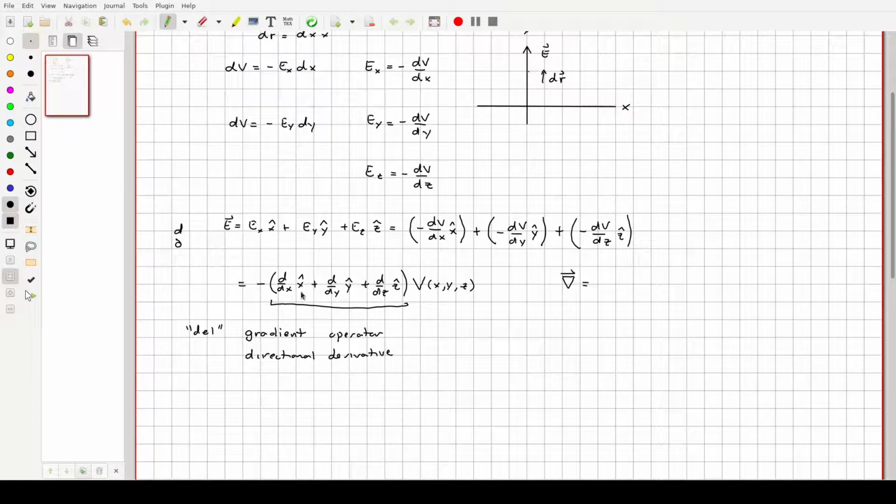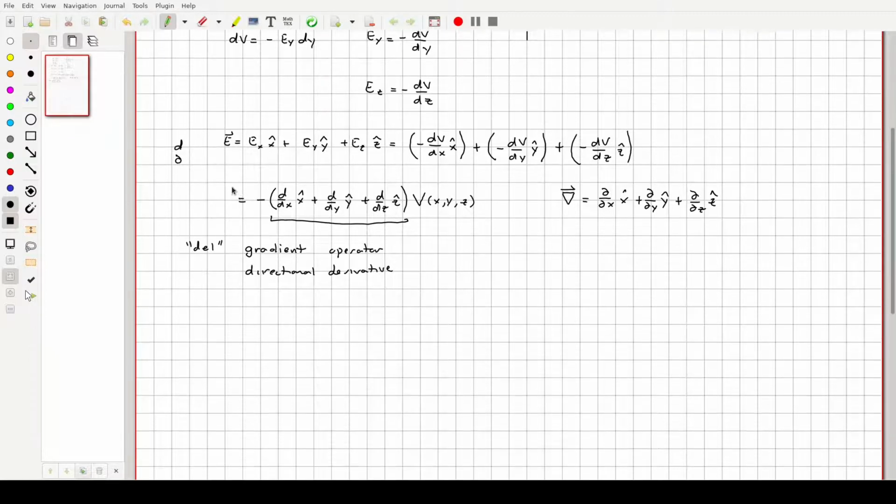Basically all it means is, if I want to take the partial derivative of something with respect to x, I just hold y and z fixed. I pretend that they're constants. So this is usually written the following way: d by dx x hat plus d by dy y hat plus d by dz z hat.